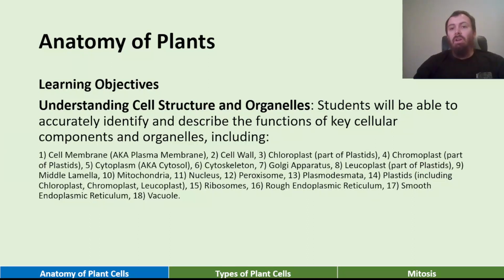So the objective here is to understand just the cellular structure of the generic plant cell. What does it look like? What are the organelles? What are their functions? Keeping in mind that when I say organelle, it's essentially an organ, but rather than an organ for the whole organism, it's an organ in the cell. So it's like a miniature organ for a cell.